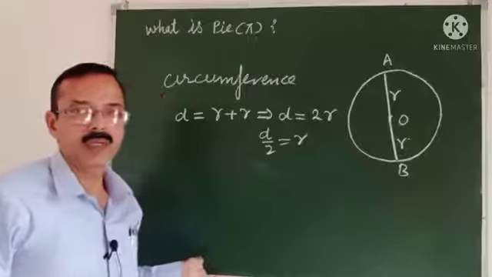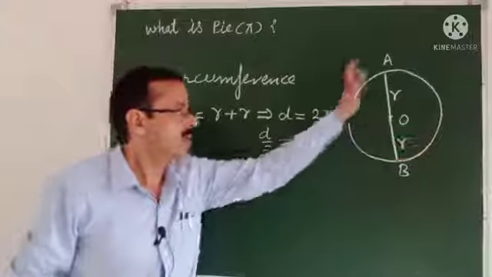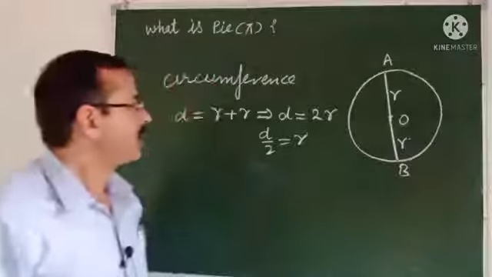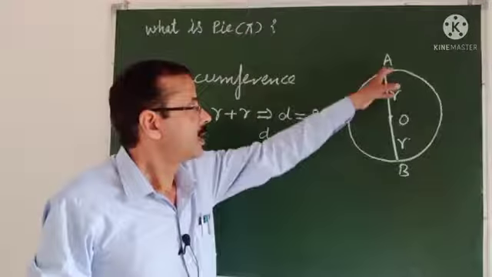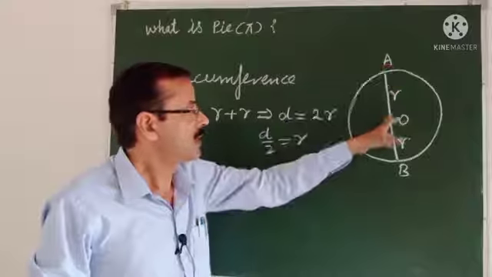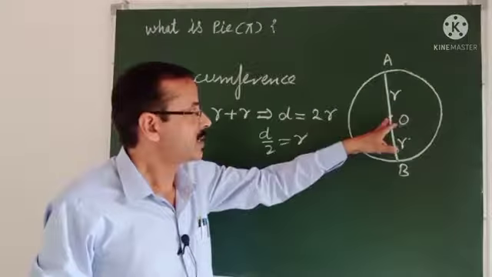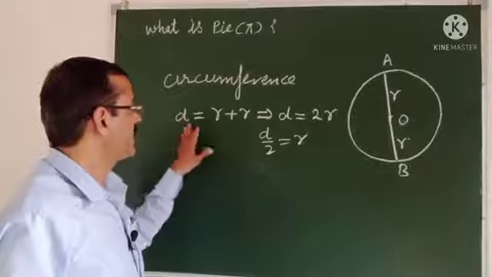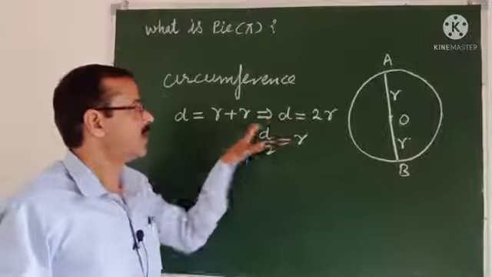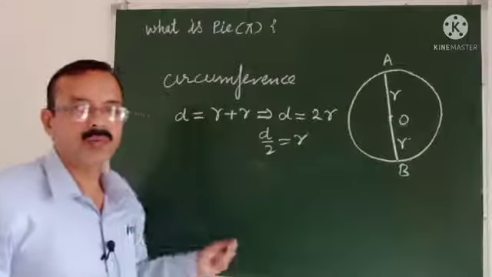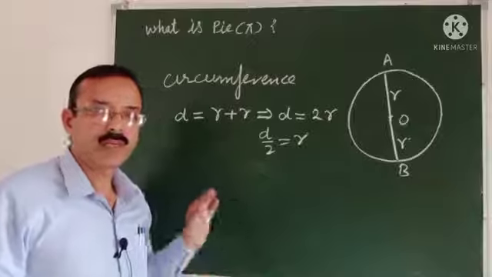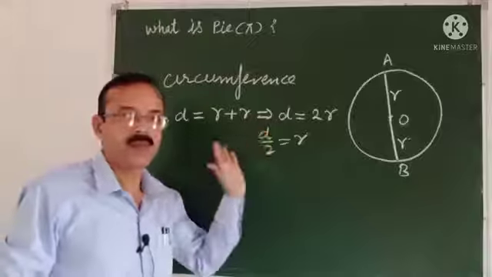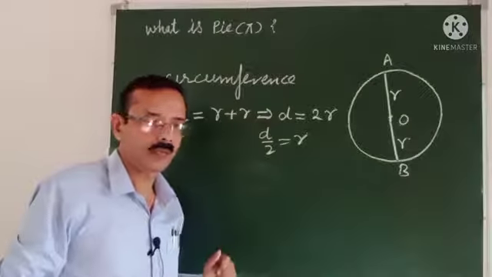So this was about the circumference. What is the circumference? The total length of this boundary is called the circumference. And the diameter is a line segment which lies on the circle and passes through the center. Diameter is equal to R plus R, which is equal to 2R. So the diameter will be 2 times the radius, and the radius is half of the diameter. This is the formula to find the radius.